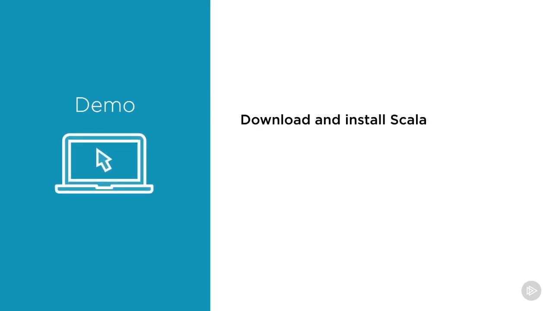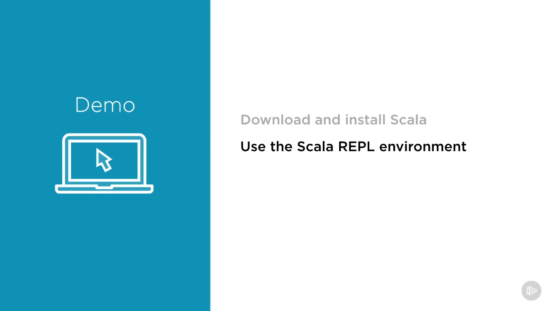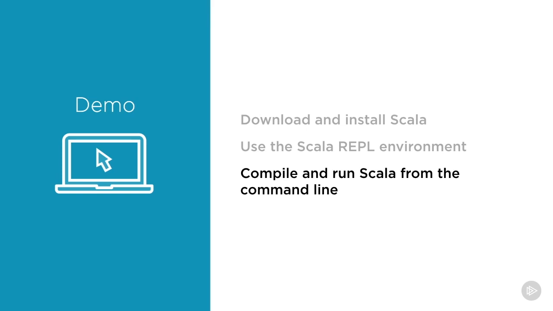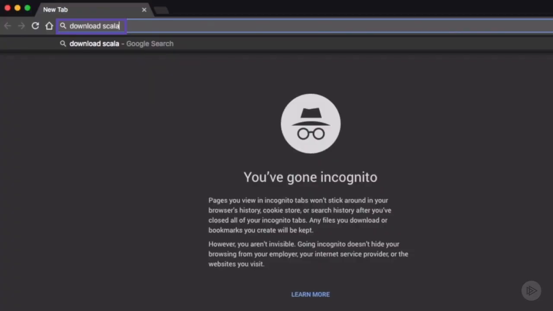In this demo, we will first install Scala so that it's ready for us to use, then get our feet wet with a hello world little bit of code in Scala's REPL environment, that's the interactive shell. And once that's done, we'll demonstrate how to do the same using the Scala compiler, scalac, which is very similar to javac. Okay, let's go ahead and download and install Scala.